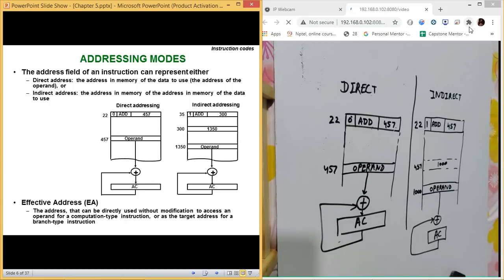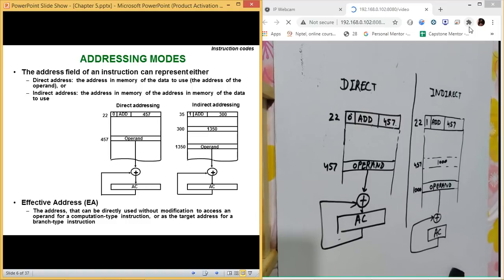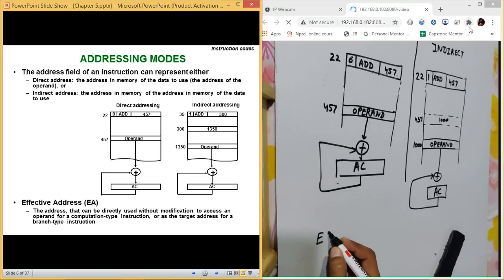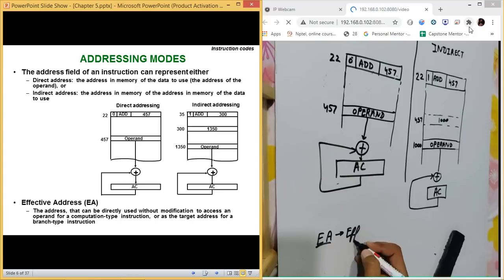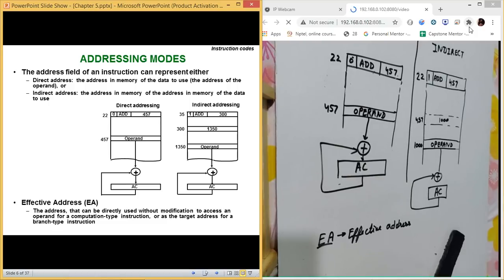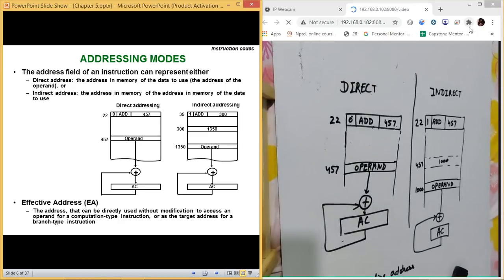Now there is one another concept in this, that is EA. EA is effective address. So you need to calculate this effective address when we are going to perform any type of operation. Now let us see what is an effective address in the first case.